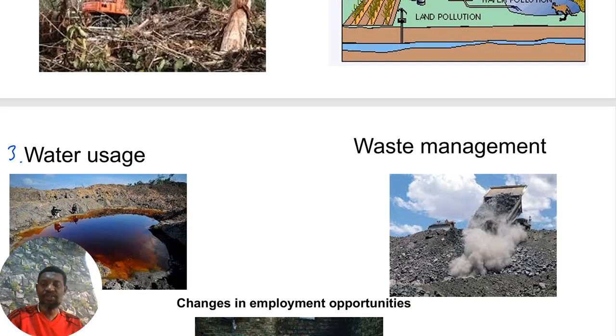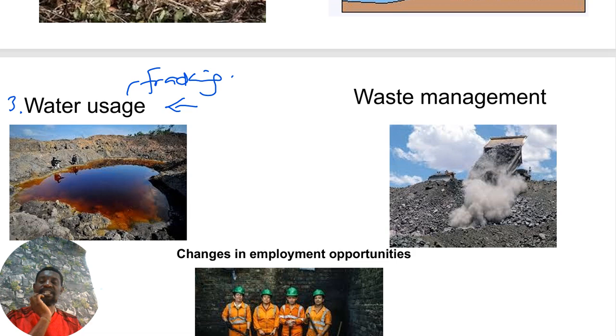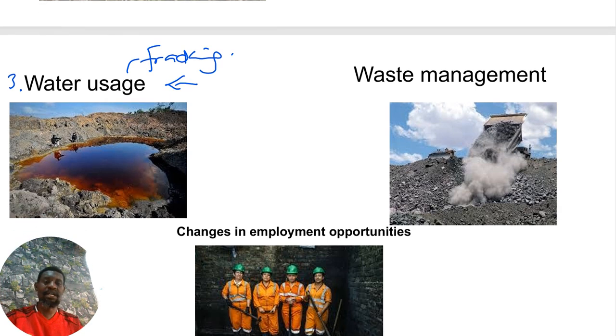So a lot of water is used in the mining process, especially for minerals like gold, where you use gold panning and the rest. So you find out that the water can be polluted in that process, and where you use a lot of water also, such as when you are doing fracking, which we'll look at later, you find out that a lot of water is used. So it can lead to water scarcity and poor water supply within the local environment.